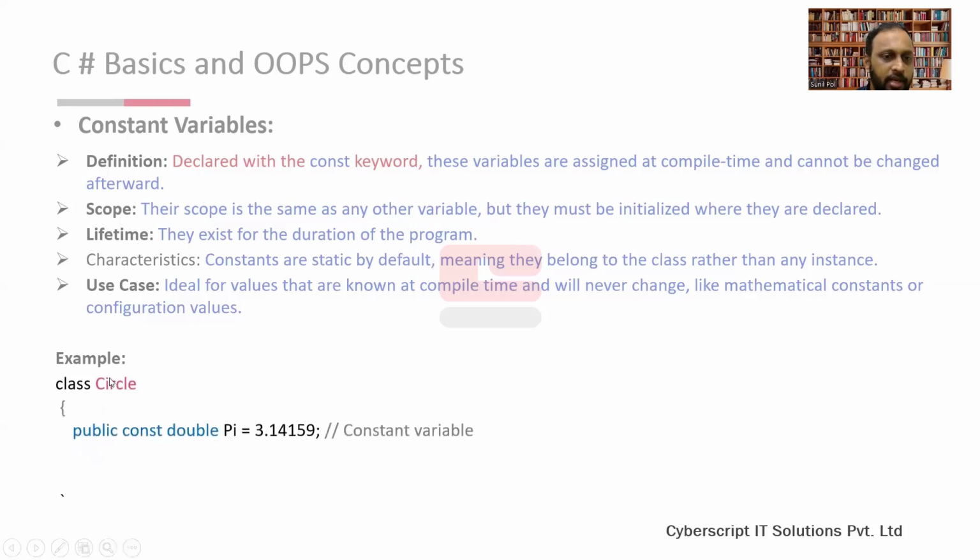So here we have declared one class circle and we are declaring one pi variable over here with const keyword and the value of const variable is 3.14. So this is a constant value for circle to calculate the area of it.